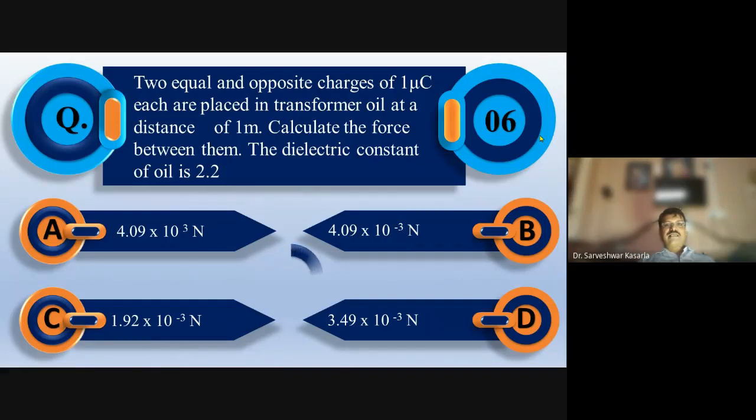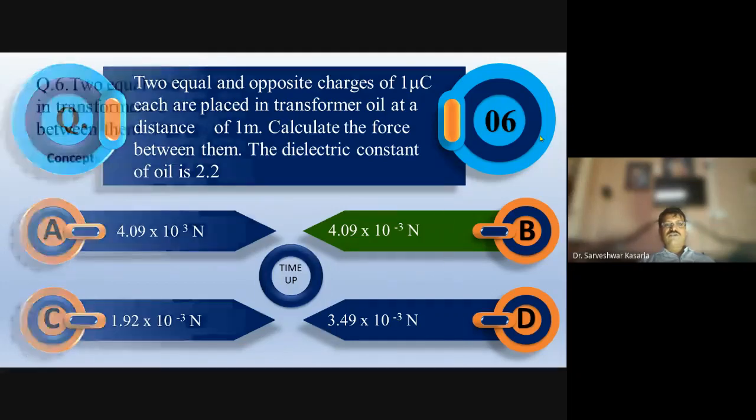Here the dielectric constant is introduced in the formula of Coulomb's force. Coulomb's force is inversely proportional to the dielectric constant. Your time is over. The final answer is 4.09 into 10 to the power minus 3 Newton. So let us see how this comes.